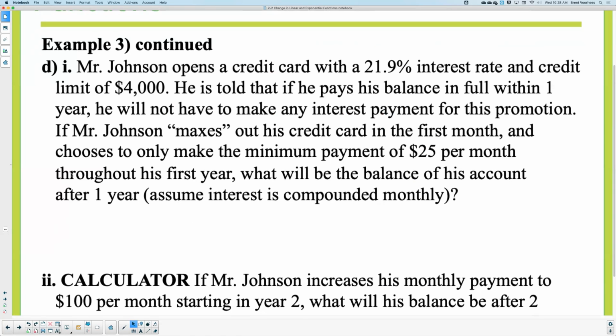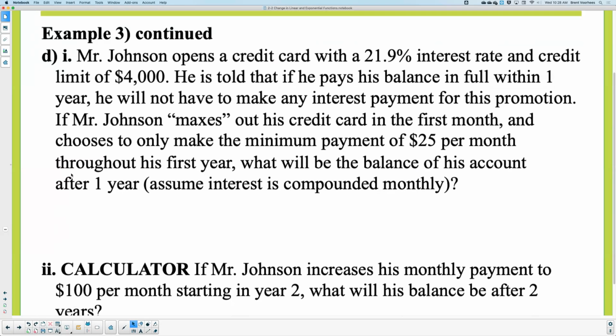Mr. Johnson opens a credit card with a 21.9% interest rate and a credit limit of $4,000. He is told that if he pays his balance in full within 1 year, he will not have to make any interest payments for this promotion. Credit card companies do this all the time. No interest for the first year, and you don't pay anything, and your balance stays the same. And it's like, man, I can just keep spending, and I don't even have to pay anything. That's how they sucker you in. So he will not have to make any interest payments for this promotion.